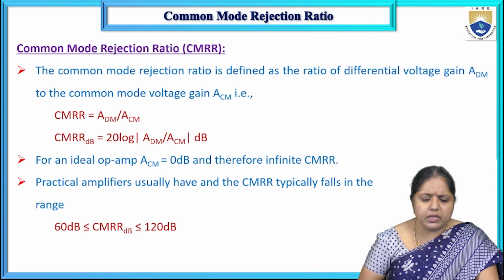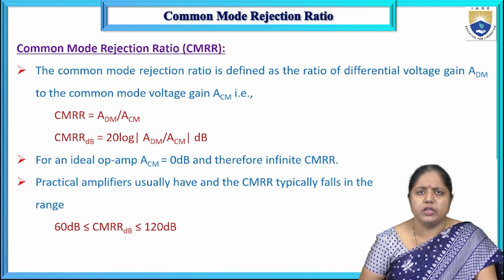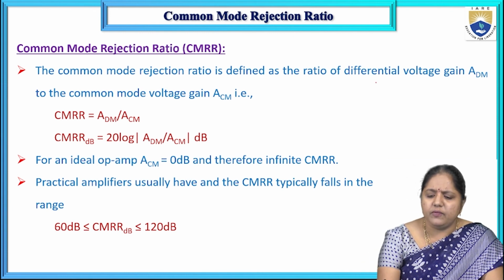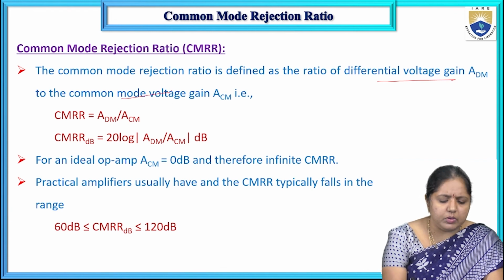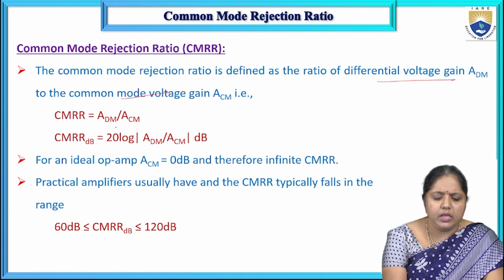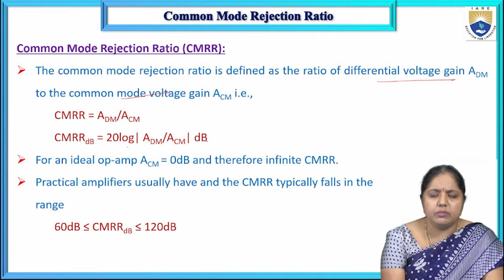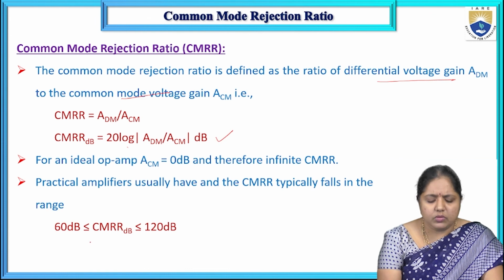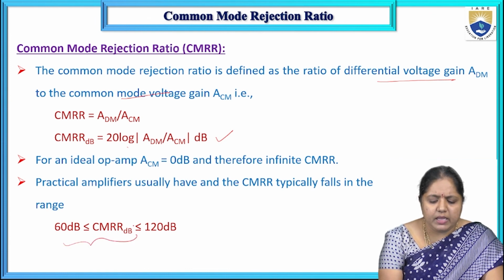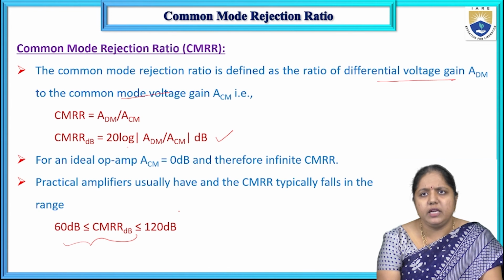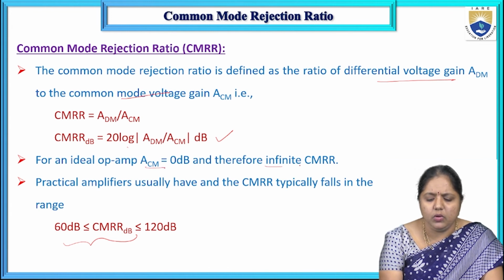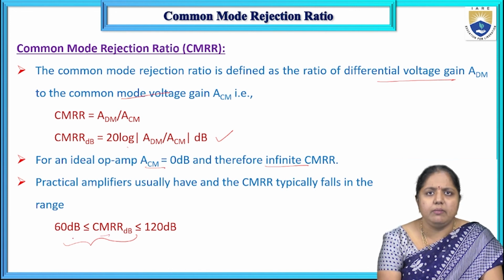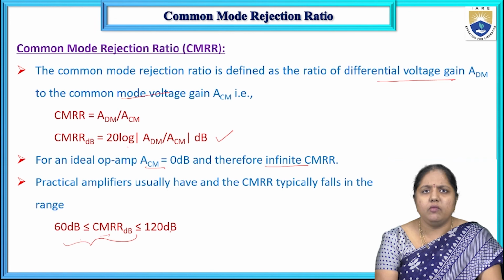As I told you, another characteristic is CMRR, the common mode rejection ratio. In the previous class, we saw that the common mode rejection ratio is defined as the ratio of differential gain to common mode gain. So CMRR equals ADM by ACM, and in terms of dB it is 20 log of ADM by ACM. For an ideal op-amp, CMRR should be infinity because ACM equals 0. Practically, the CMRR value is between 60 dB and 120 dB.